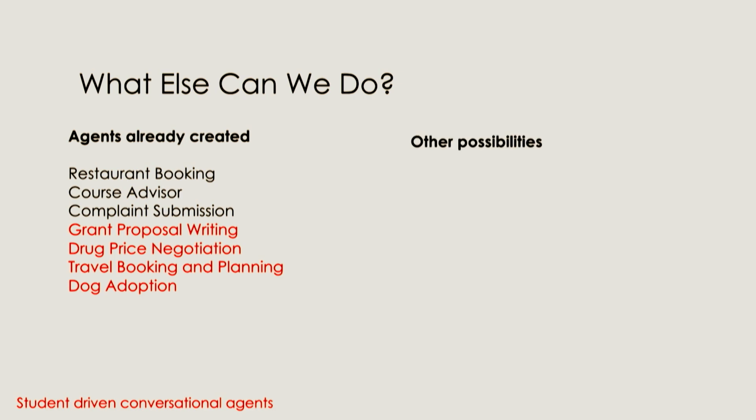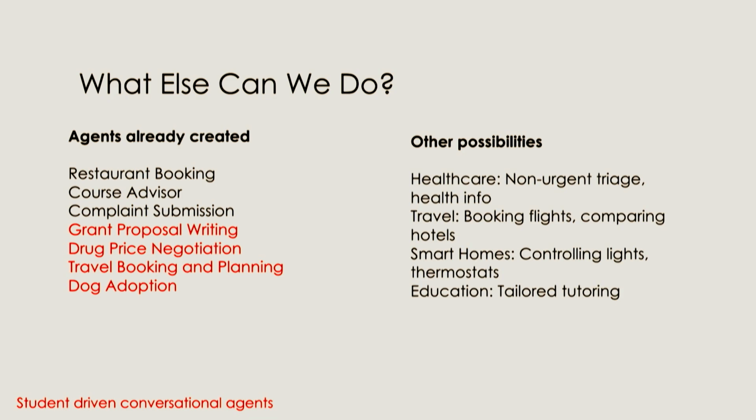Now, what are the other possibilities, or what are the other agents that you can create? There could be one in healthcare for non-urgent triage or for gathering health information. Again, for traveling, for booking flights, comparing hotels. You can use it for creating smart home applications such as controlling your lights and thermostats, which right now, if you have one, can just answer very trivial questions. But if you want to do more with them, you should definitely use Genie Agent.